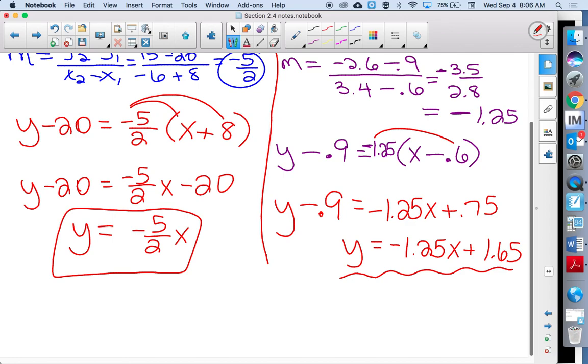Does anyone have questions writing the equation of a line when you're given 2 points? So we started with just the slope and the y-intercept, so we just plugged them into y equals mx plus b. And then we had a slope and a point, so we plugged them into point slope form. And finally we have 2 points where you find the slope first, and then you plug them into point slope form. Questions?